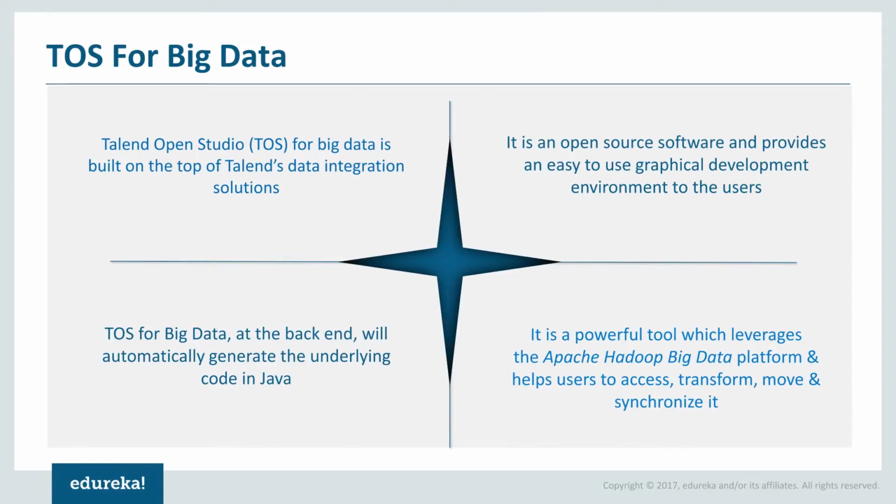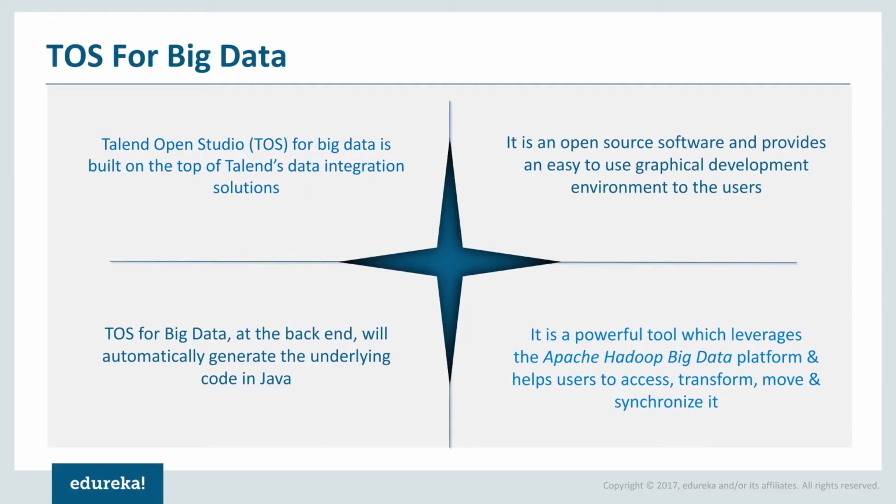So it is again an open source software and provides an easy-to-use graphical development environment to the users. The learning curve is very low, so you can learn it very quickly, and it is intuitively designed. For whatever option you need, you just go and search in the palette, get a component, configure it, and use it. TOS for big data will automatically generate the underlying code in Java at the backend. So the native code is Java, and it generates your Java files.